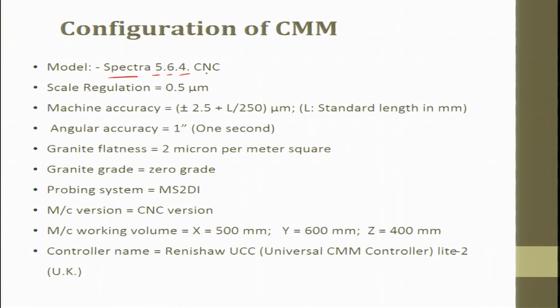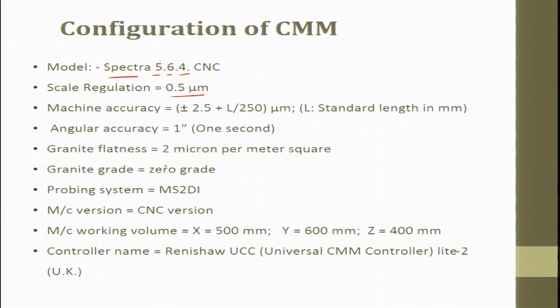What is 564? 5, 6 and 4 mean 500, 600 and 400, the work area or workspace available in the 3 axes: 500 mm, 600 mm and 400 mm. Then scale resolution is 0.5 micrometer. Machine accuracy is plus minus (2.5 + L/250) micrometer, where L is the standard length in mm. Angular accuracy is 1 second of angle.